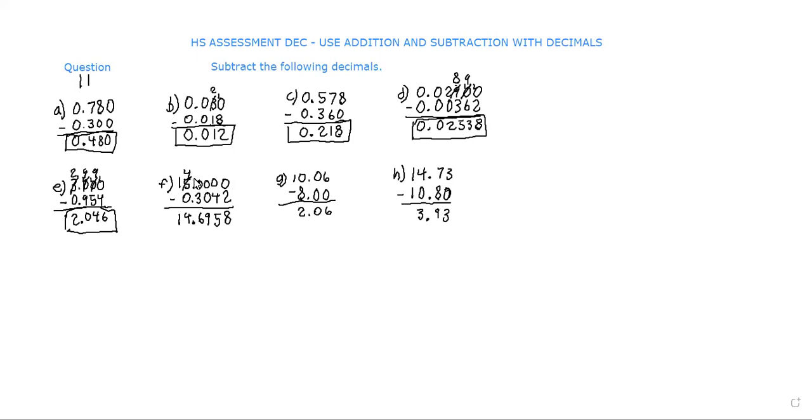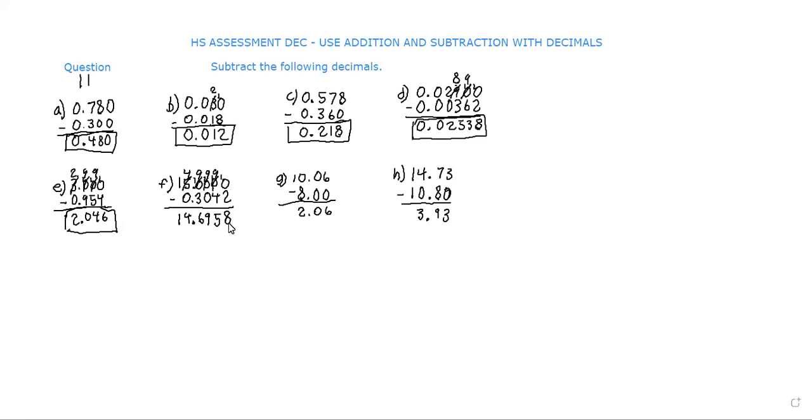And now we can take a 1. That becomes a 10 for us. We can borrow 1 from that 10. That becomes a 9. And the 1 goes here. That becomes a 10. We can borrow a 1 from that 10. That becomes a 9. The 1 goes here. That becomes a 10. We borrow 1 from that 10. That becomes a 9. And then the 1 goes here. Now we can do the problem.